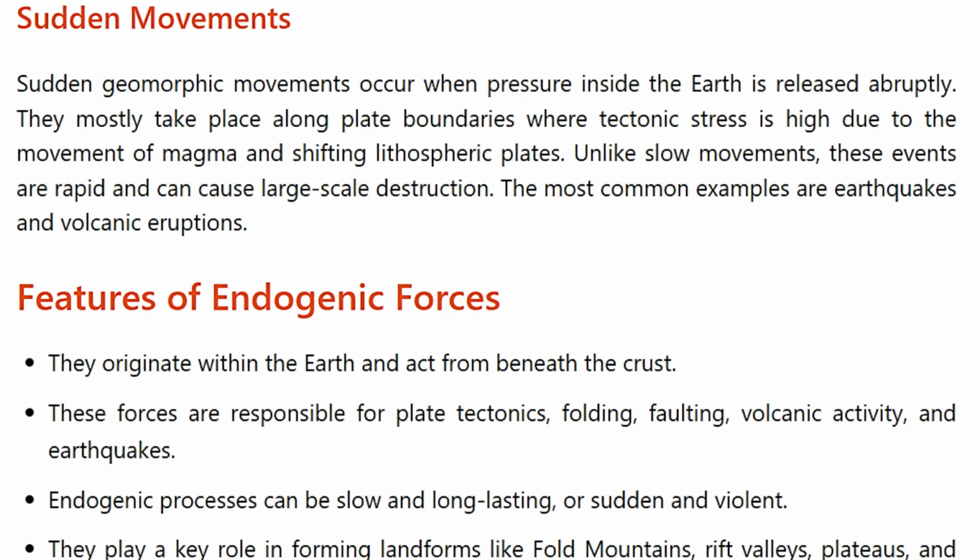Sudden movement. Sudden geomorphic movements occur when pressure inside the Earth is released abruptly. They mostly take place along plate boundaries where tectonic stress is high due to the movement of magma and shifting lithospheric plates. Unlike slow movements, these events are rapid and can cause large-scale destruction. The most common examples are earthquakes and volcanic eruptions.